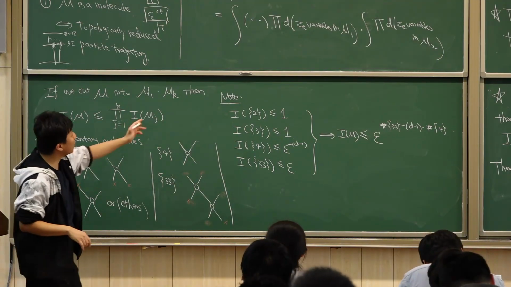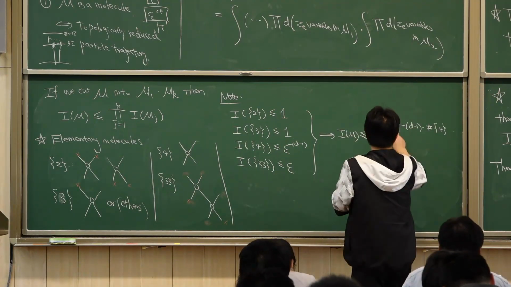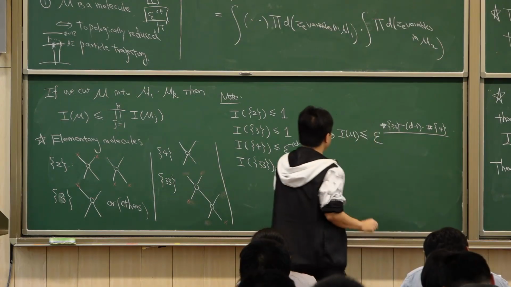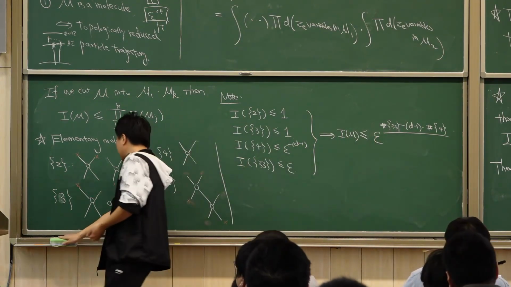And then recall our goal. We want to bound this I_M by epsilon to the 0, and we just need to show that this power is bigger than a constant times 0. So we have the goal. Let me write it here.